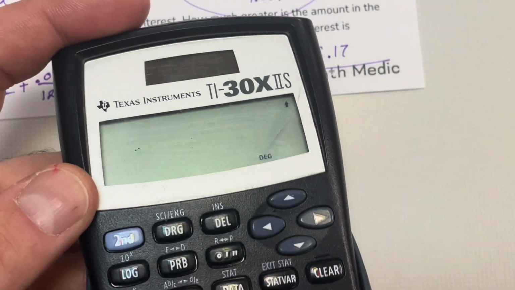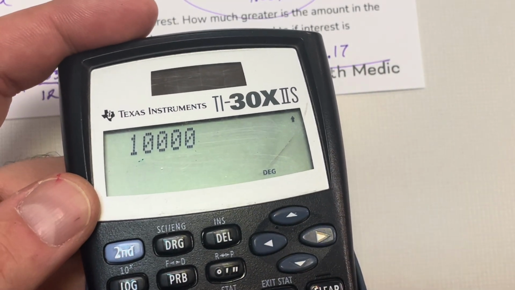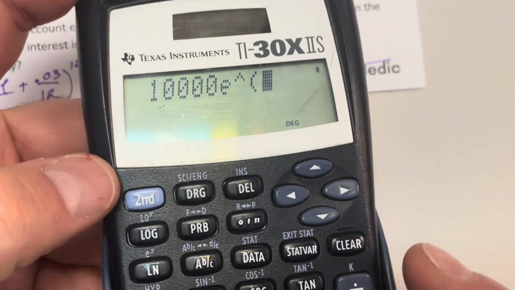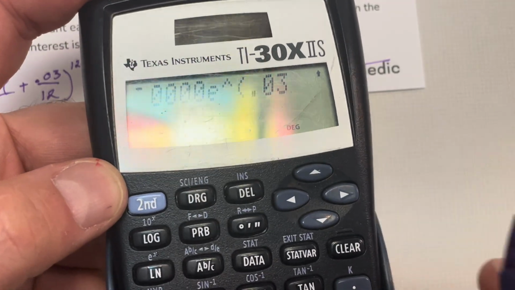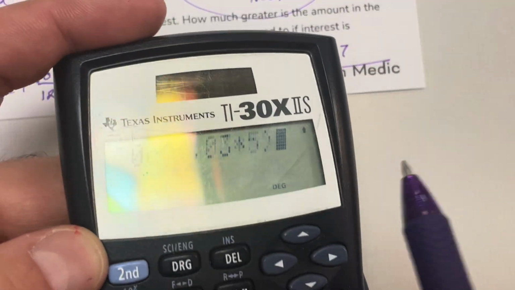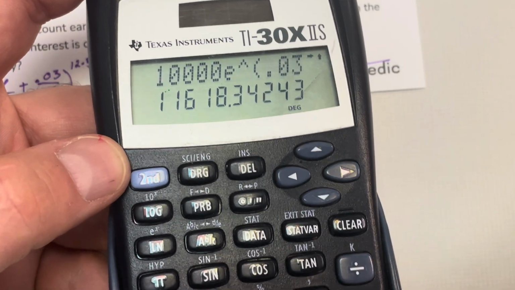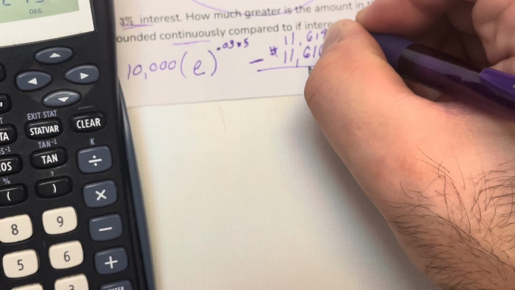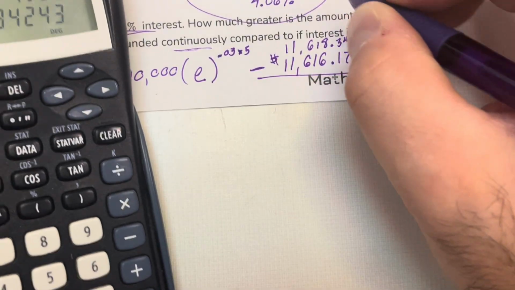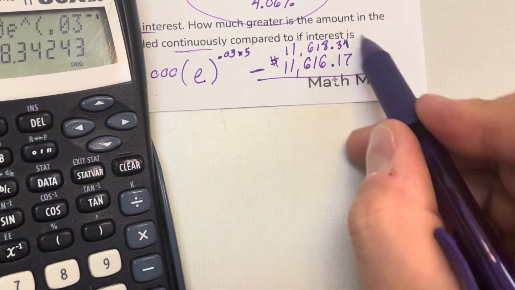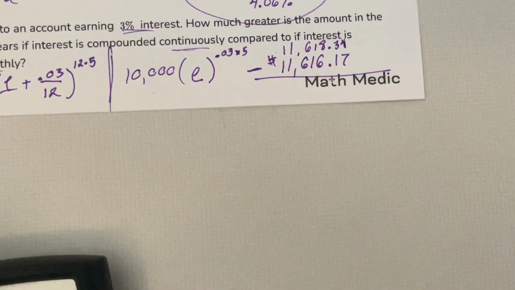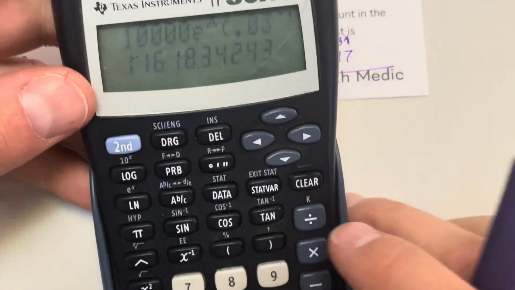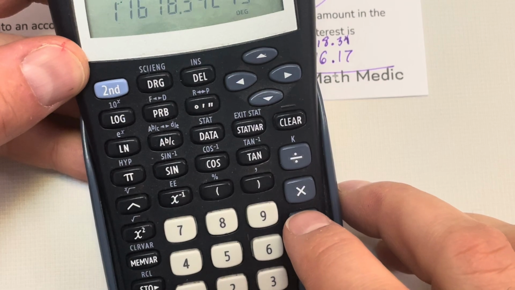That is what we're going to compare against the amount that's going to be bigger. So we still start off with $10,000, and we multiply that times e to the power of 0.03 times 5. Boom. That's a lot shorter, and we get $11,618.34. Oh, wow, what a big difference. In the whole scheme of $11,000, this is nothing to have a $2 difference. My God.